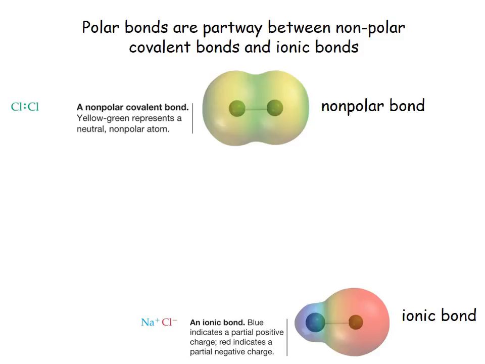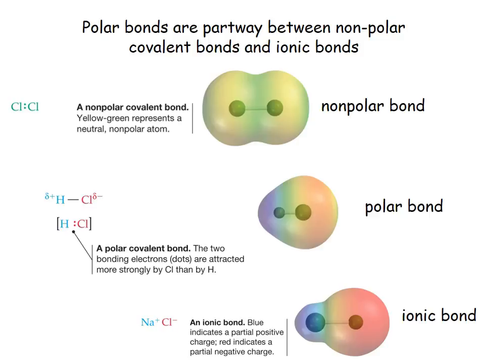But what I want you to really see here is that there's a whole lot of that red color on the right-hand side of that molecule or that compound, and there's a whole lot of blue on the left-hand side where the sodium is. And if we think about between those two, a polar bond like hydrogen chloride, it's not quite as red, it's not quite as blue. Okay, so it's kind of partway between the two.